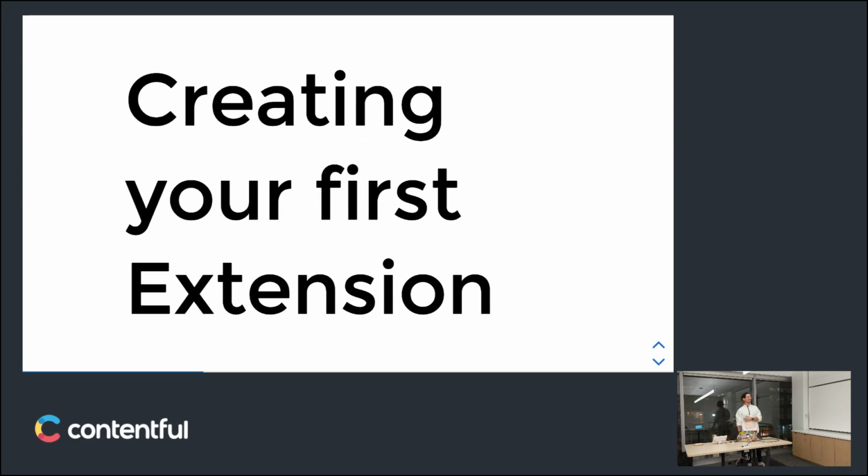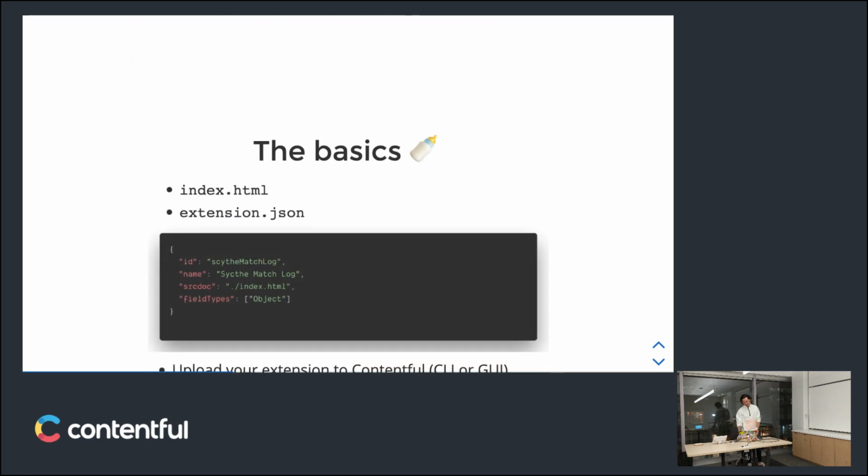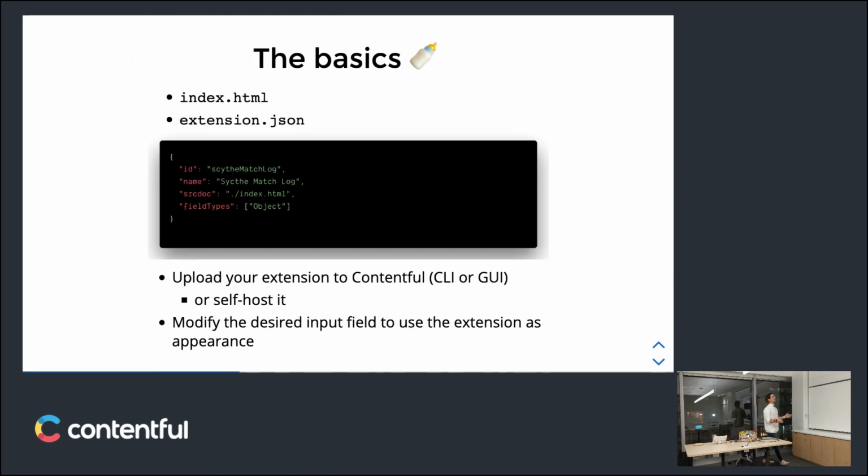Creating your first extension in Contentful. So the basics, as I said before, you just need an index, the HTML file, and you need an extension.json. The index is where you're going to have your application running, basically, and the JSON just provides metadata to Contentful to understand, well, what is your extension.